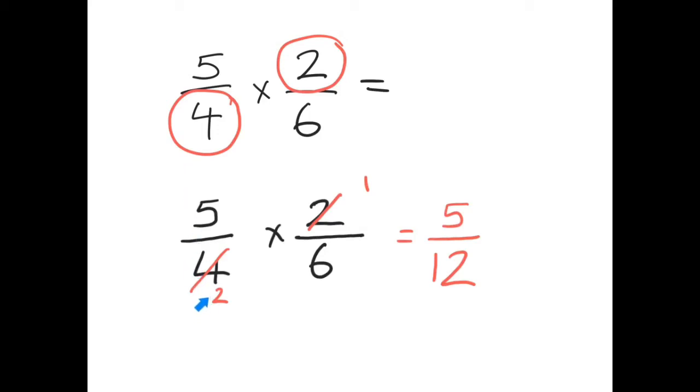I can only cancel down a number on the top and the bottom. It can be within one fraction, or more usually it happens across the two. You cannot cancel down two denominators or two numerators. It has to be one of each. So I've then ended up with 5 multiplied by 1, which is 5, 2 multiplied by 6, which is 12, and we've got the same answer as before, already in its simplest terms.